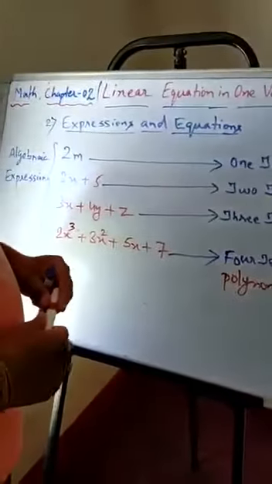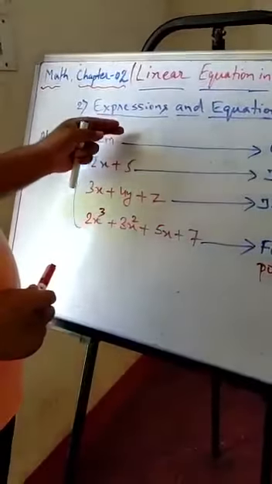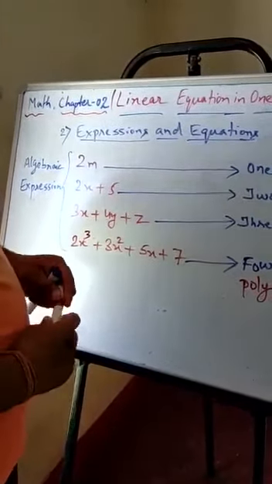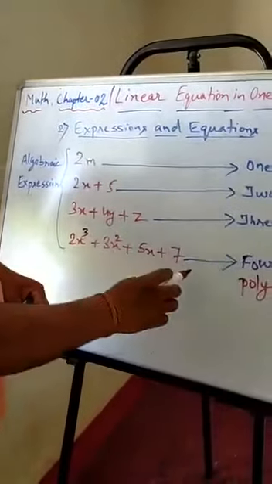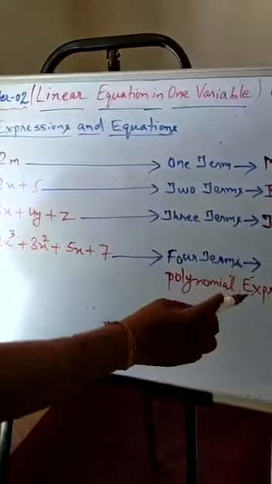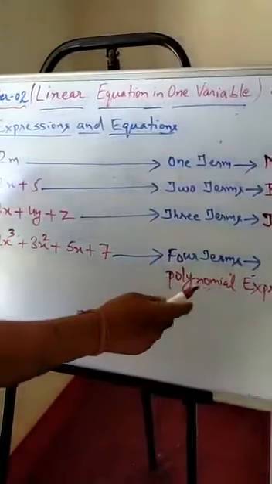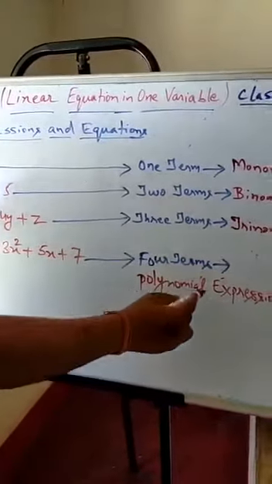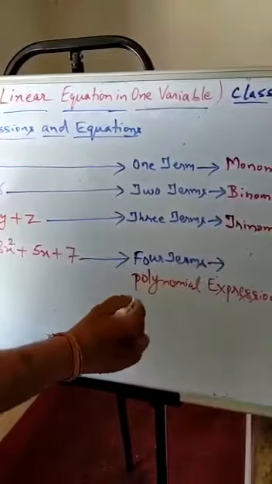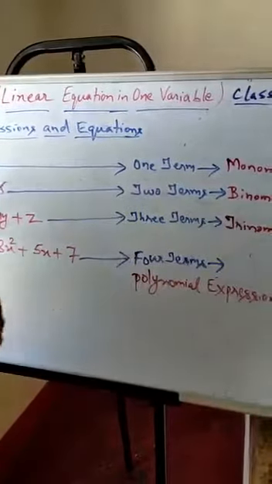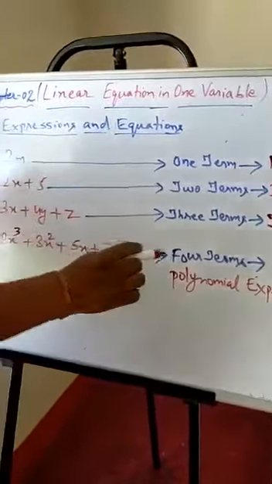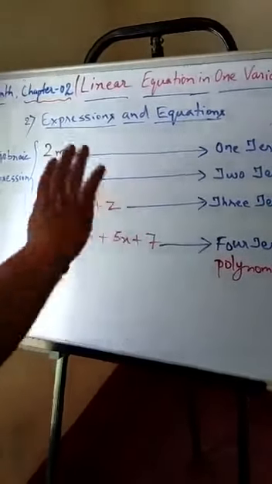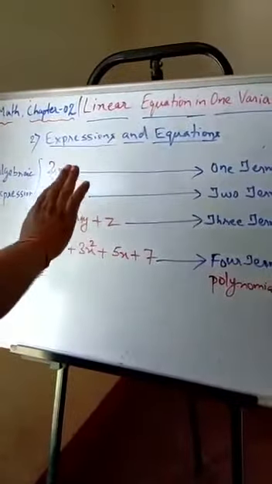Hello student, again going to that same topic of expressions and equations. I beg for the apology. In the last expressions I have written a biquadratic expression. Sorry student, it is not a biquadratic expression, it is a polynomial expression. So you can see that error I have written in that, please make the changes. It is a polynomial expression, meaning more than 3 terms are known as polynomial expressions. Now we are talking about expressions.